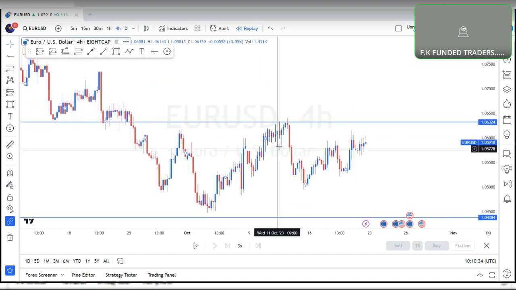So these levels here, if on Monday you are targeting to take some sales or some buys, you're supposed to draw those two lines, your support level and your resistance level. You target sales and buys.